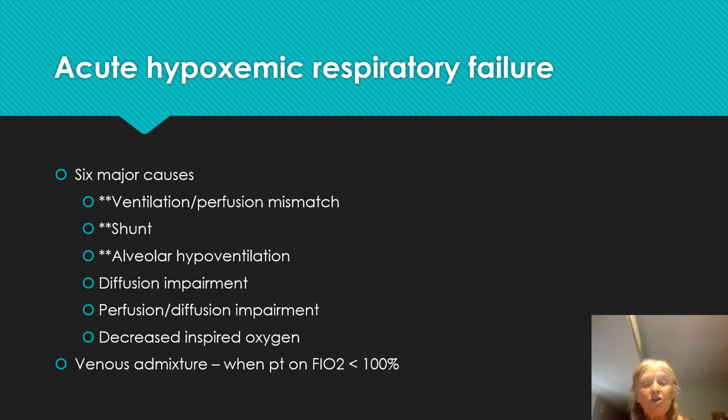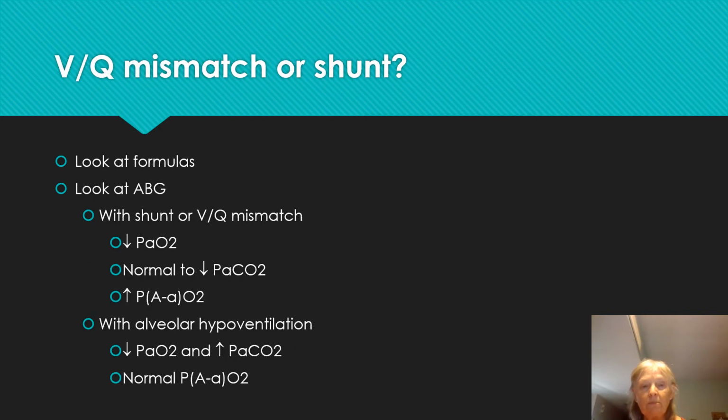A venous admixture will also affect this, as we just talked about on the previous slide. This is whenever your patient's on an FiO2 less than 100%, and we have a lot of venous blood at that particular point. So the question basically is, is it a VQ mismatch or a shunt? We can tell alveolar hypoventilation just by looking at the patient. If you're in there and you're counting the respiration and it's 6, that is alveolar hypoventilation, okay? And we're going to take a look at that a little bit more shortly.